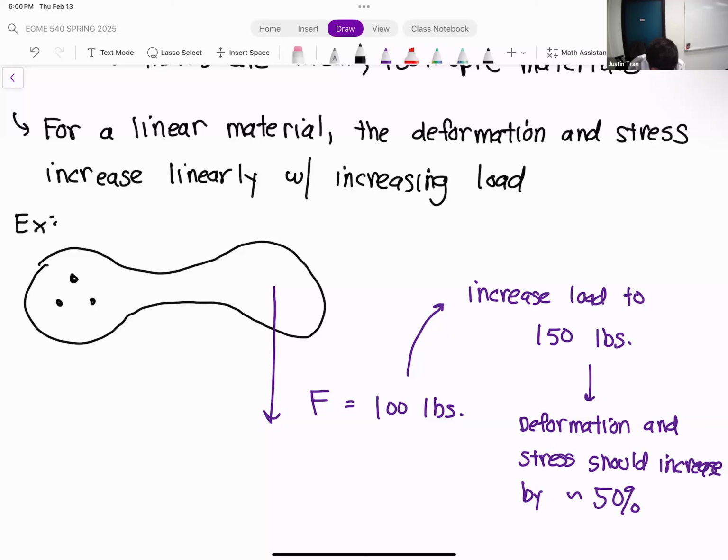Now, this is an important point too, because this behavior or trend also continues to extreme values.